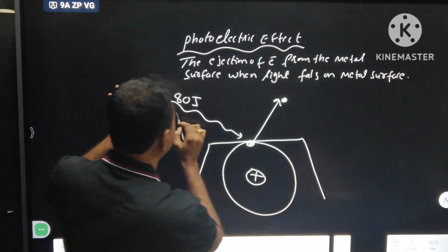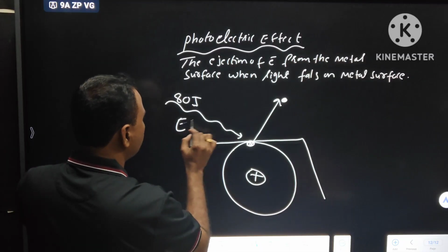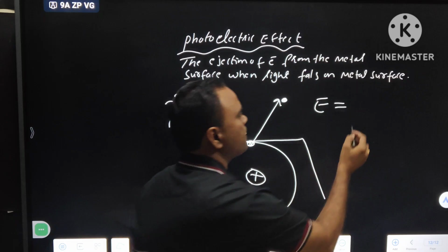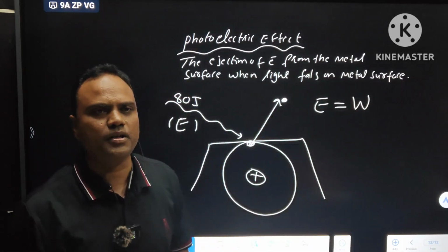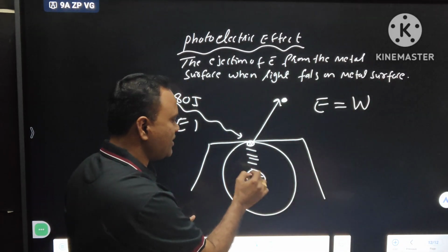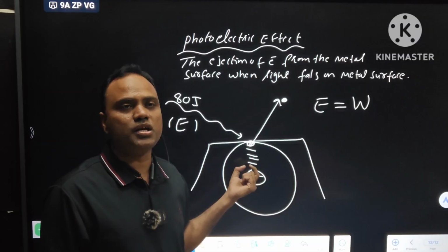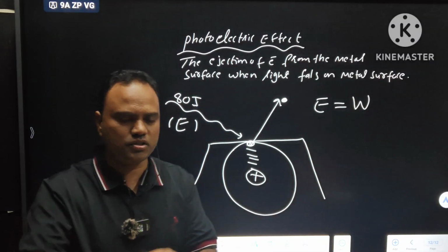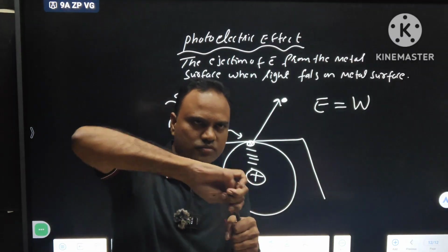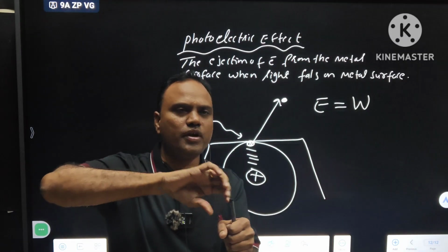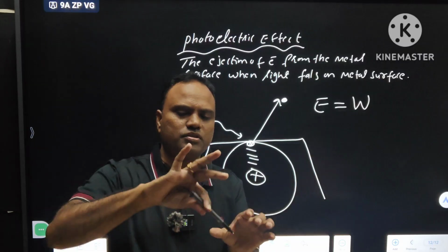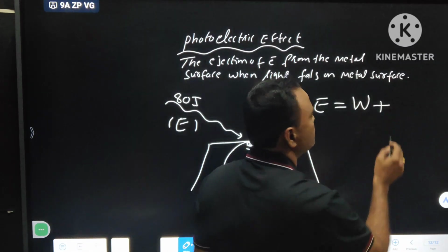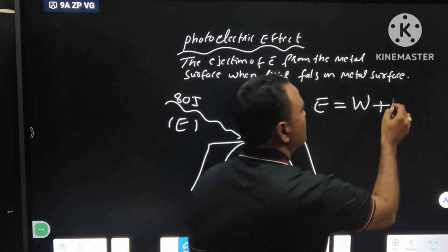So we can write like this. You are supplying energy E. That energy E is divided into how many parts? Two parts. First part is W. The energy required to overcome the nuclear attraction force is called work function or threshold energy. This is work function. The remaining energy which is used to push the electron is called kinetic energy.